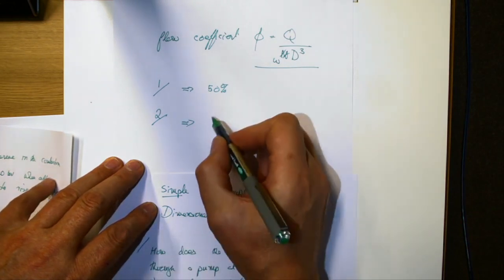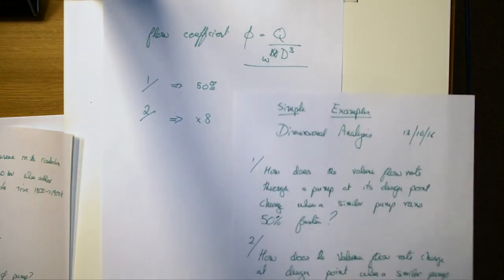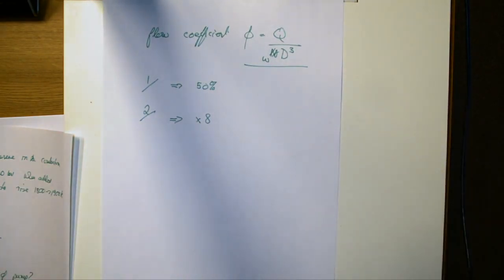And this is just showing that flow coefficient is a very powerful idea. It tells us how the volume flow rate will change when we change rotational speed and how it will change when we change the size of the pump. So that's the idea with those two.